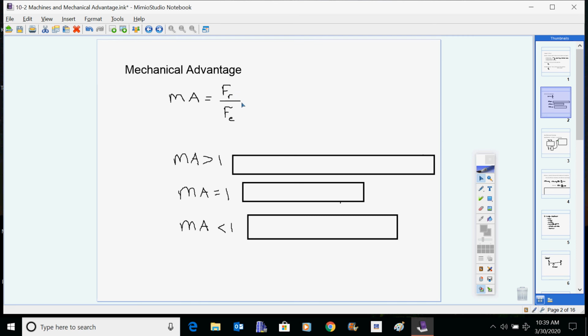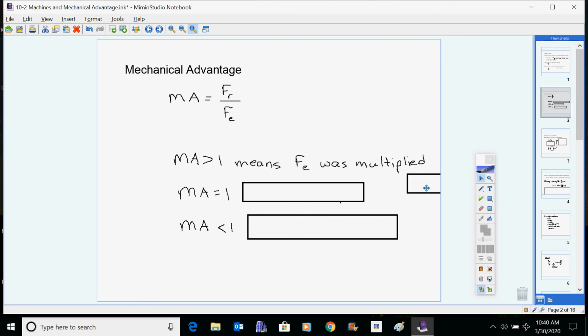Now, since it's newtons divided by newtons, this is going to be a number without a unit. It's really just a multiplier called the mechanical advantage. So if the mechanical advantage is greater than 1, in other words, what comes out is greater than what went in, then that means that FE got multiplied. The effort was smaller and you got a bigger result.